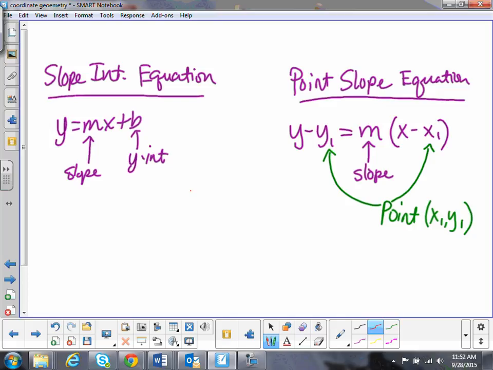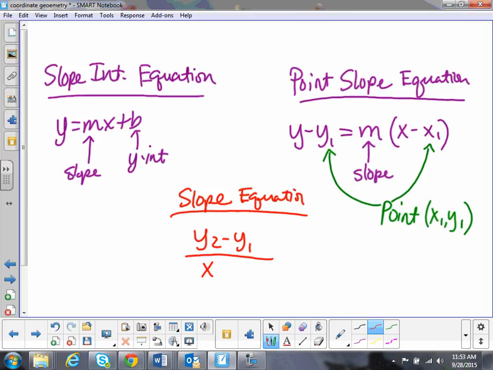Okay, and one more thing. What is the slope equation? Anybody remember that one? To figure out the slope of something. You already did one here. Anybody know that one? Samara. Very good. The change in y over the change in x. You use that to solve for slope. Okay? So we're going to use all of these today.